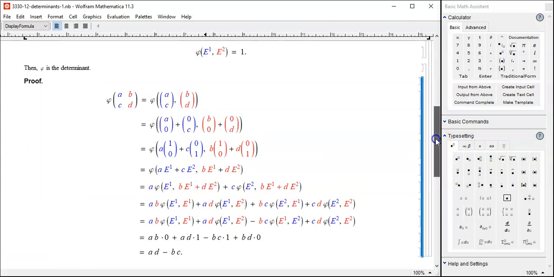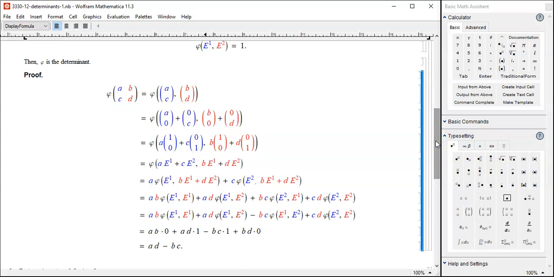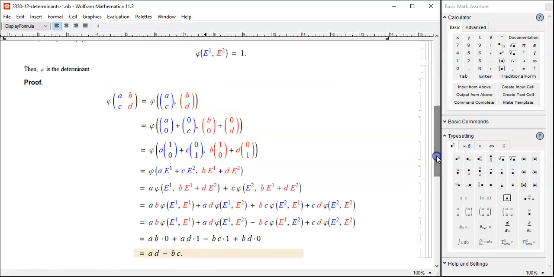The proof is not too bad, as you can see. Some algebraic manipulation, and then use of those three properties, and you're going to get what you want. Here we go. Let's begin with phi of A, B, C, D, and our aim is to prove that this is AD minus BC. So how does it go? We can decompose ABCD into two column vectors, AC and BD, blue and red respectively.